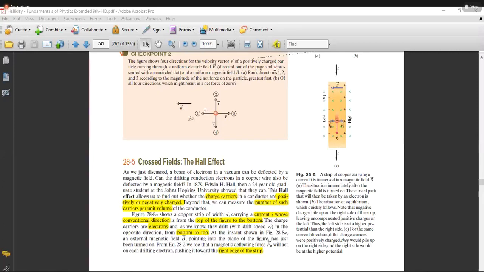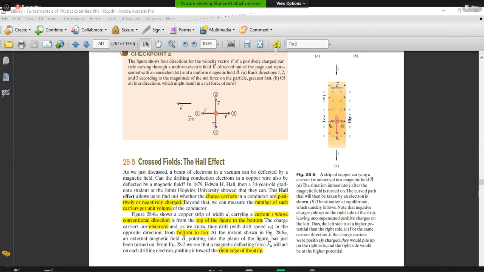Hall effect. Okay, so is it clear, beta? Are you getting the screen share? Yes sir.